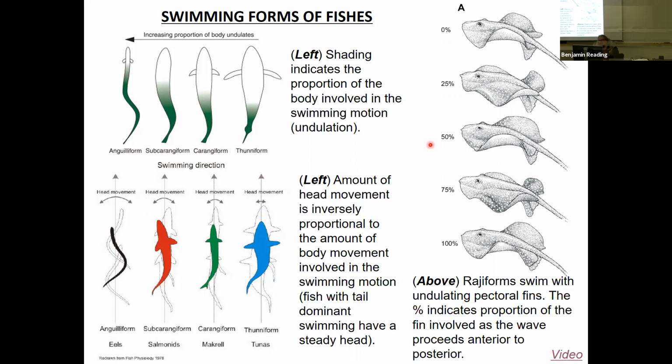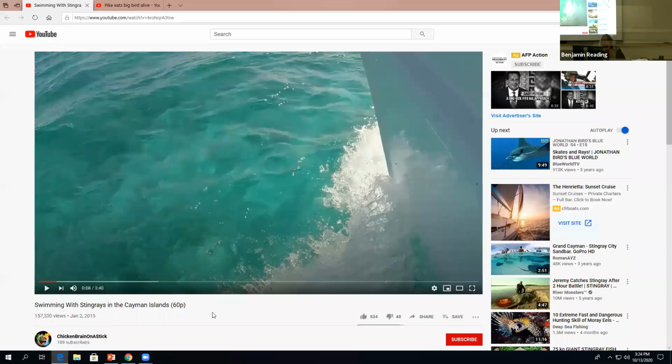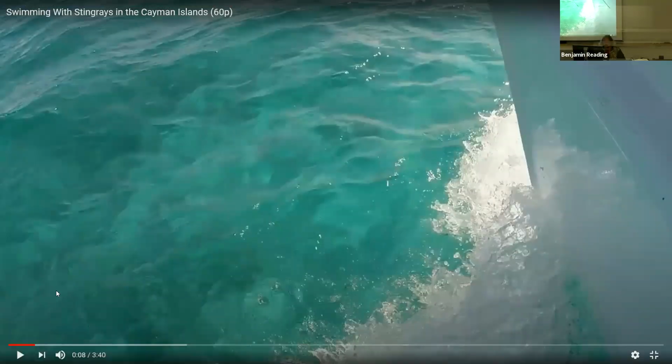Now, ragiforms, of course, the skates and the rays, are totally on their own here because this is quite a unique thing. What they do is they propagate a wave, an undulation, or sinusoidal activity of the pectoral fin that starts here by the head and then propagates posteriorly. In doing so, they flutter their fins, kind of like a bird flies. Here we're going to show a video of ragiform swimming. I mean, there's no other way to put it. It's how stingrays swim.